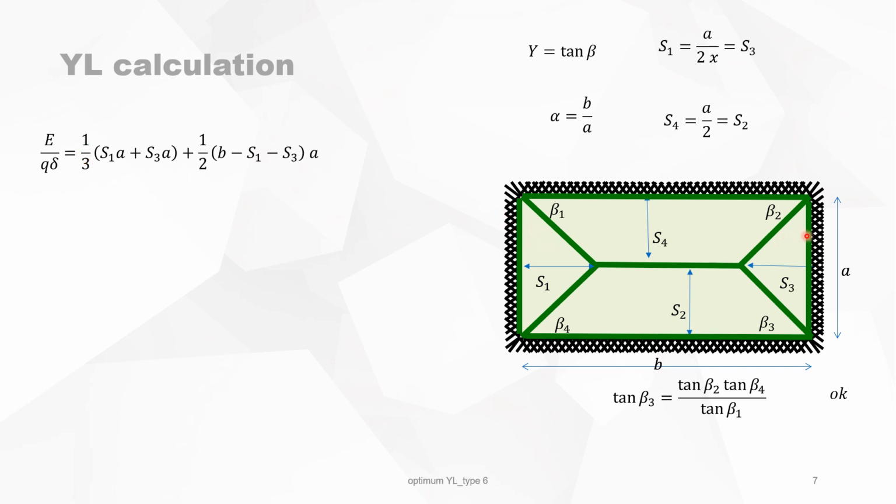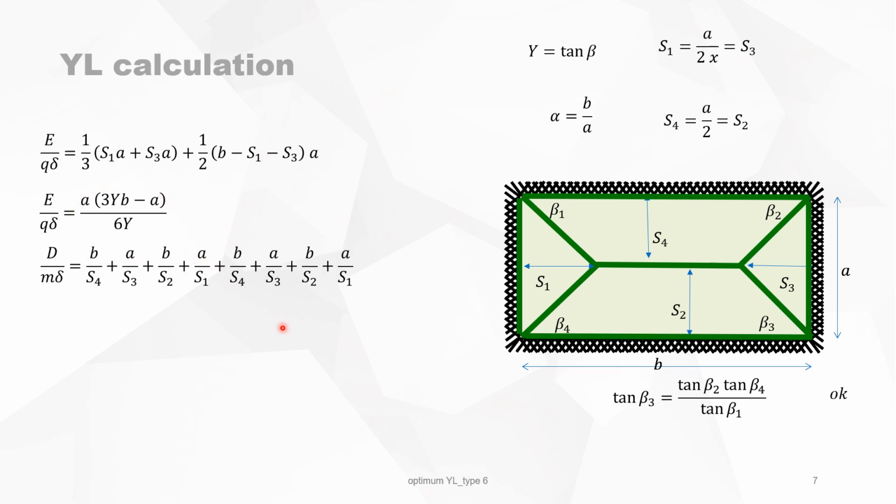The same happens on the other side. It's A times S3 divided by 3. What is left are two rectangles. Total surface is B minus S1 minus S3 multiplied by A, and the mean deflection is delta over 2. By substituting the variables in this equation, we obtain the following expression.